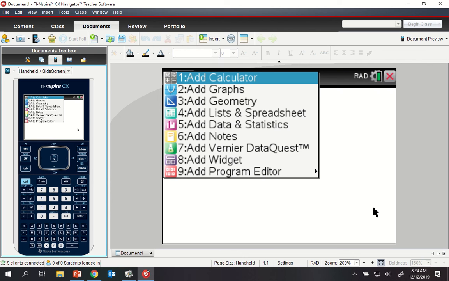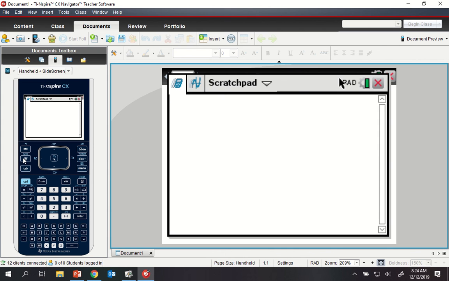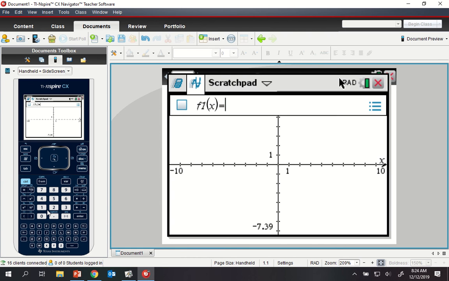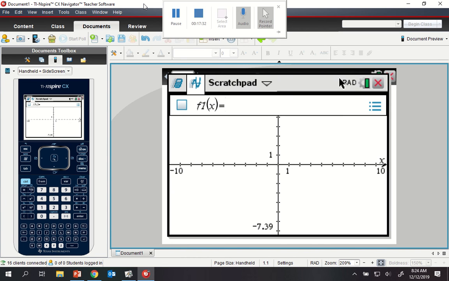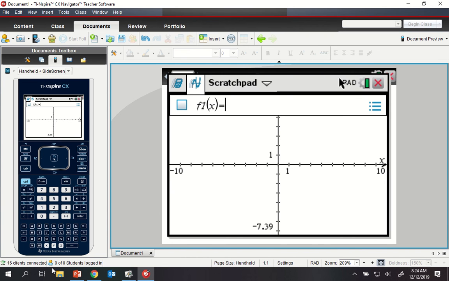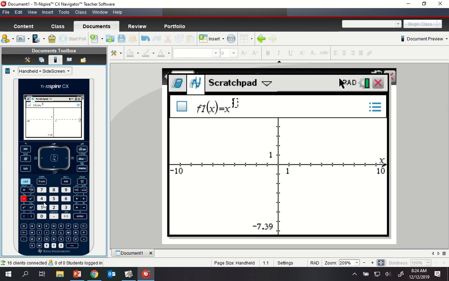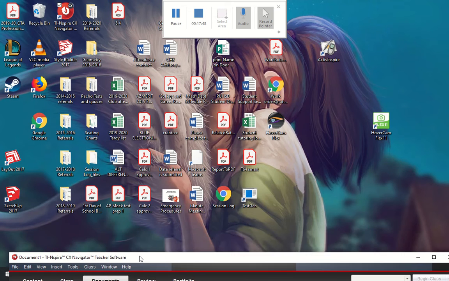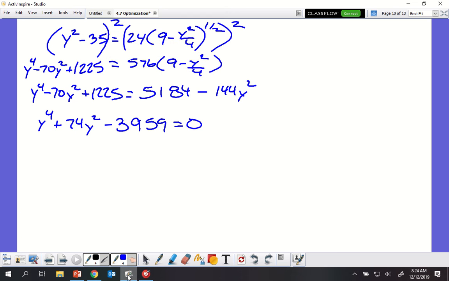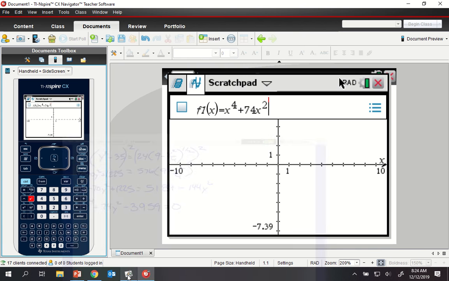We got this far. We stopped here. You kind of screwed me with this one. All right, my function was x to the 4th plus 74x squared. Oh, maybe that's why. Minus 3959. 3959, enter.